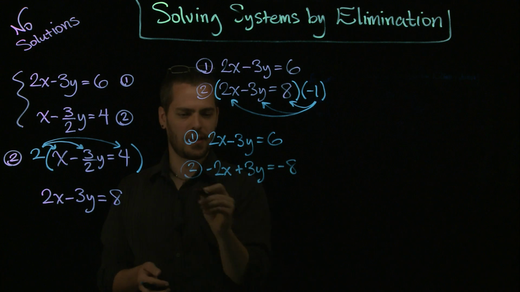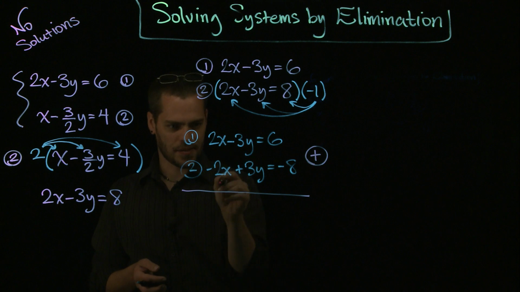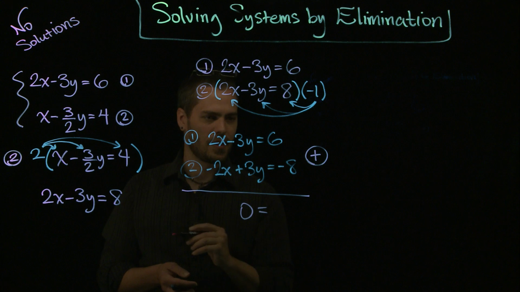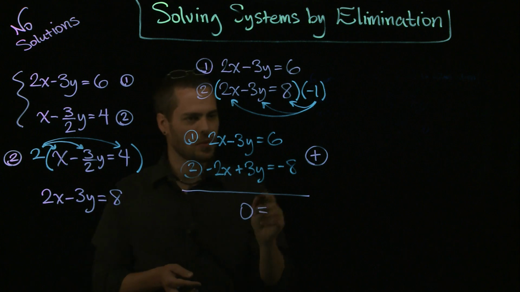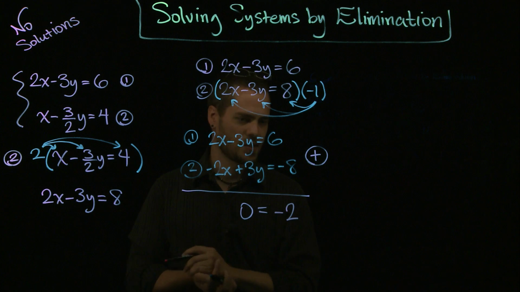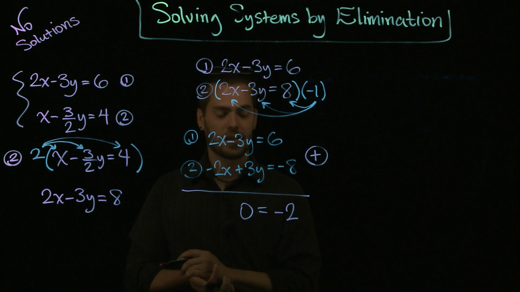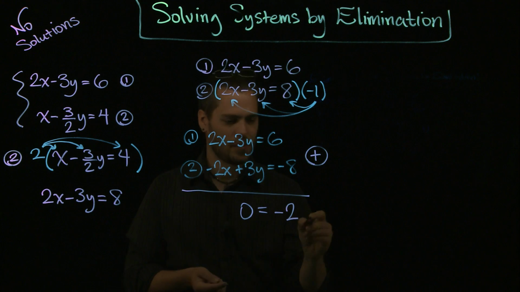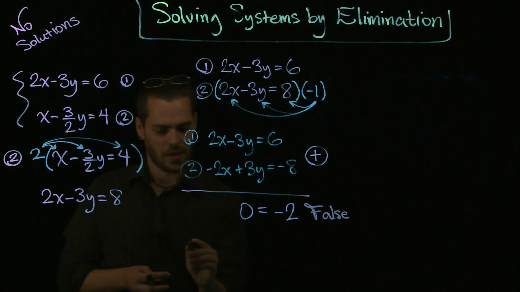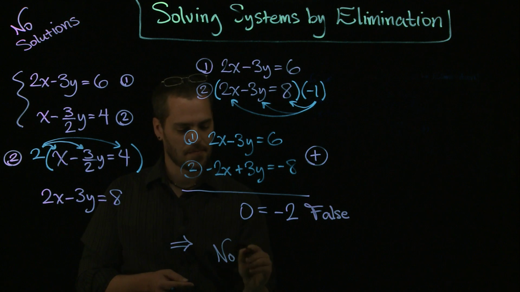Now we're ready for the addition step. Let us then take that step. 2x minus 2x is 0. Negative 3y plus 3y is 0. We just have 0 on the left side. However, notice what we have on the right side. 6 minus 8 is negative 2. Or 6 plus negative 8, same thing. 0 most certainly does not equal negative 2. This is a false statement. A false statement of this nature implies that, in fact, there are no solutions to the system.